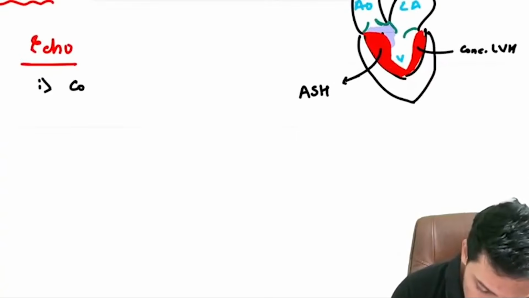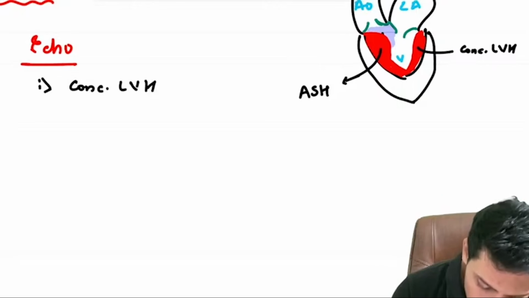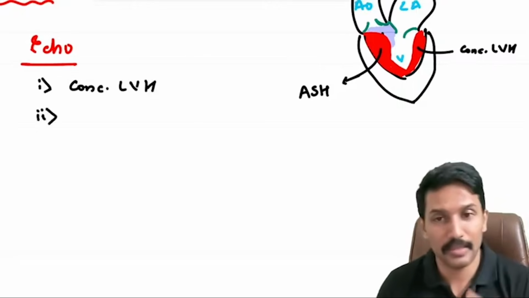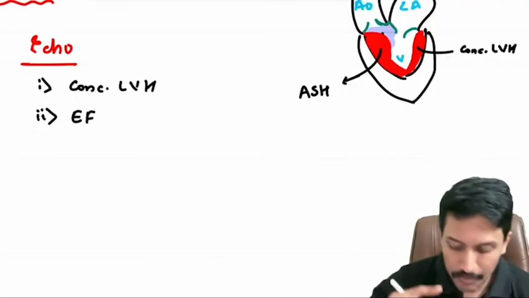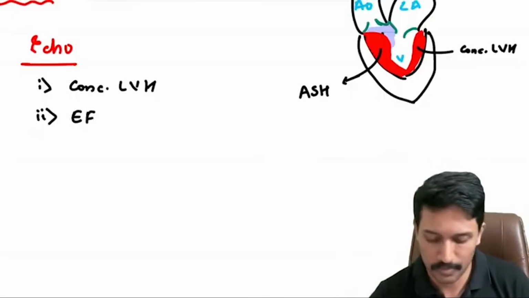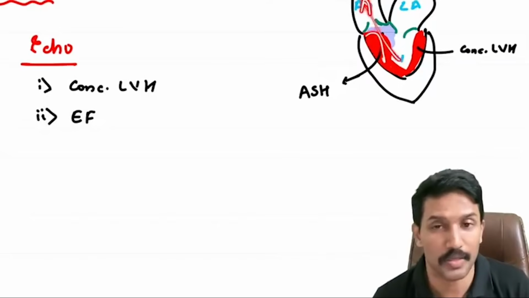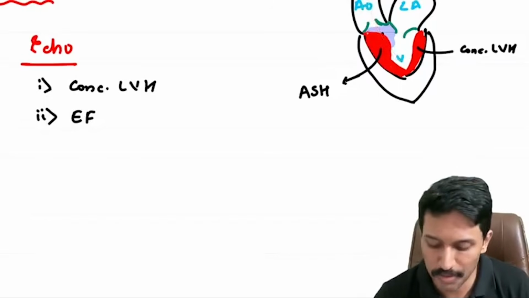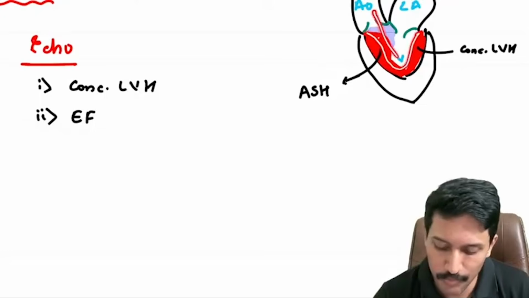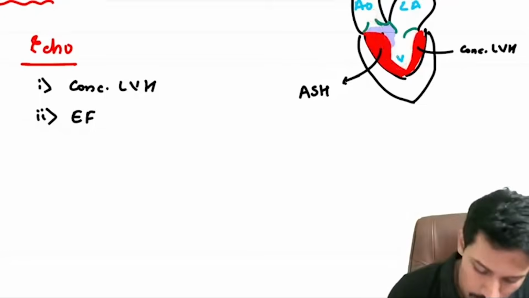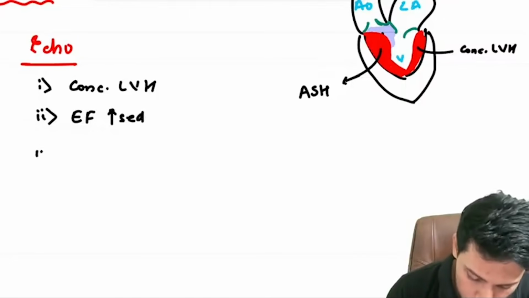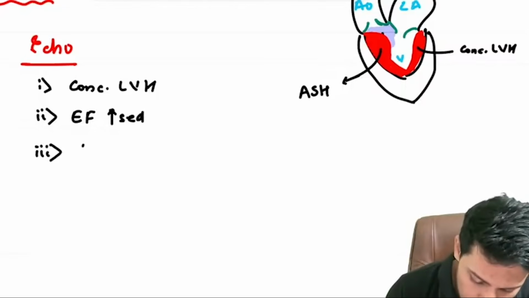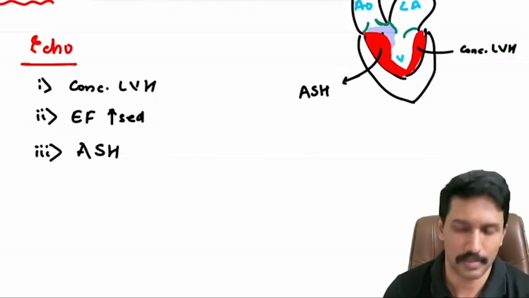Number one, you will have concentric LVH. And because the left ventricular muscle mass is high, the force of contraction increases, and ejection fraction increases. Ejection fraction will decrease only when HOCM develops, where I start obstructing, so I will not be able to eject sufficiently. But before the obstruction, when I had little hypertrophy, I will have good ejection fraction, maybe more than 70%. Third, asymmetric septal hypertrophy, or ASH.